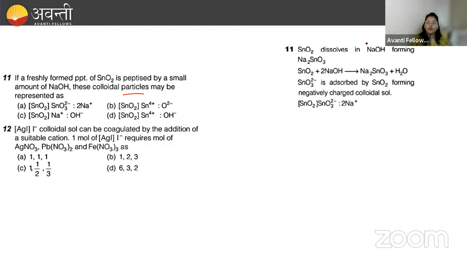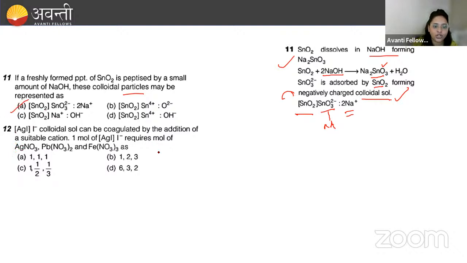सो हियर SnO2 dissolves in NaOH forming Na2SnO3. So this is the reaction between SnO2 and NaOH. ये फॉर्म होगा. ठीक है. SnO2 is adsorbed by SnO2 forming negatively charged colloidal solute. So यहाँ पे SnO2 SnO3 से क्या होगा, ये adsorb होगा, इसके surface पे adsorb होगा और surrounded by the Na plus ion, and that's why this will be what, negatively charged colloidal solution. So option, which option is correct here? A option. Okay, option A.